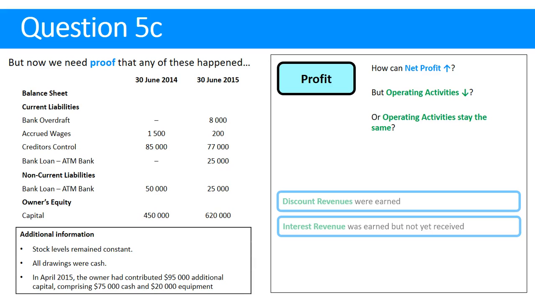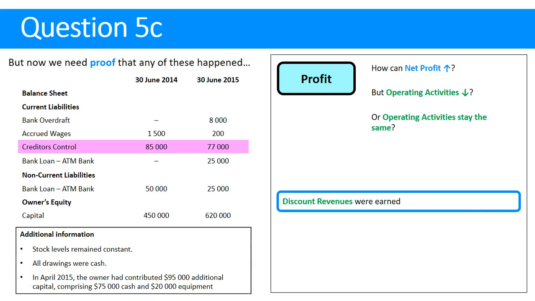Were there discount revenues earned? Well, there's nothing to contradict it, and actually there's probably something to support it. Creditors' control is going to go down. Now, a lot of that will be money that we've paid, but also they might have given us a discount. So we'll keep that as a valid answer that we could talk about. Lastly, interest revenue is earned but not yet received. Is that something we could use as a reason? Well, I can't see any assets in terms of investments. I don't have any proof to contradict it, but there's nothing really there to indicate it did happen, so I'm going to get rid of that.